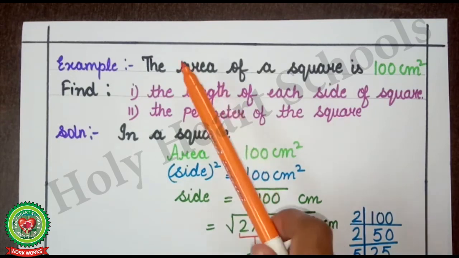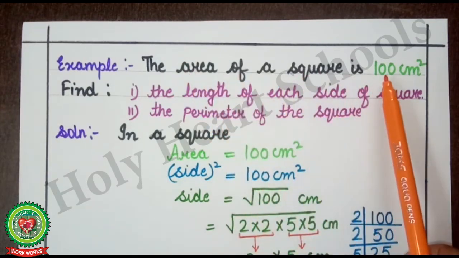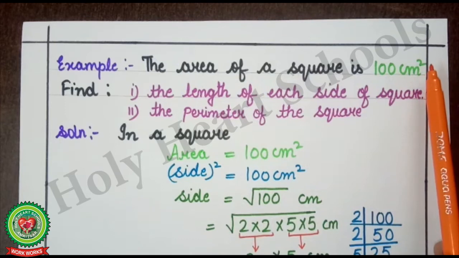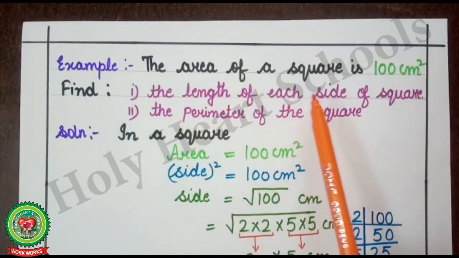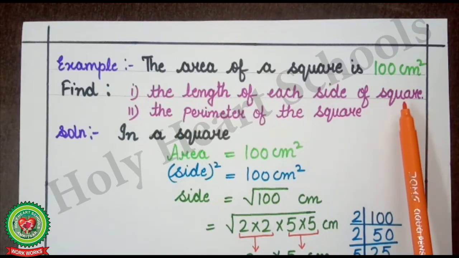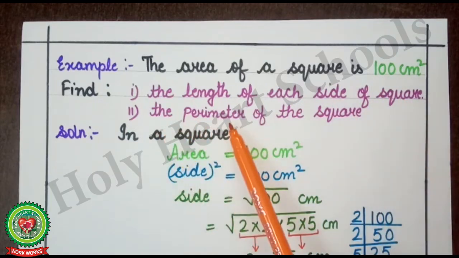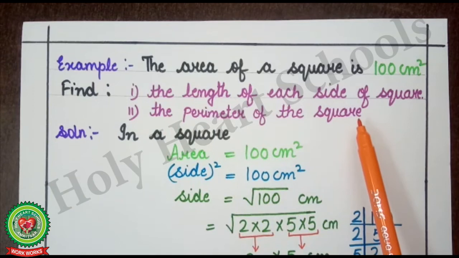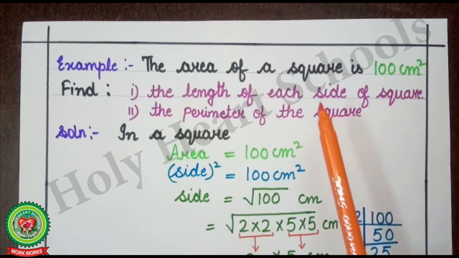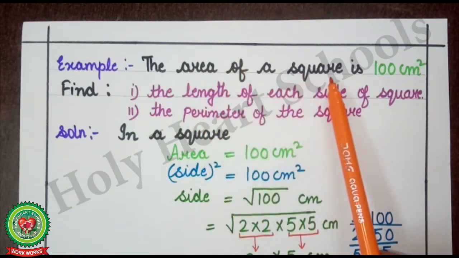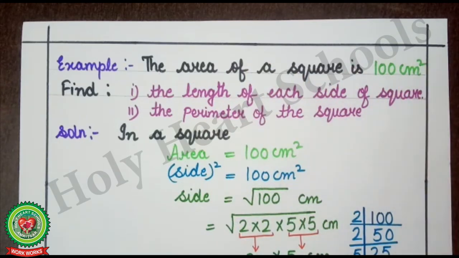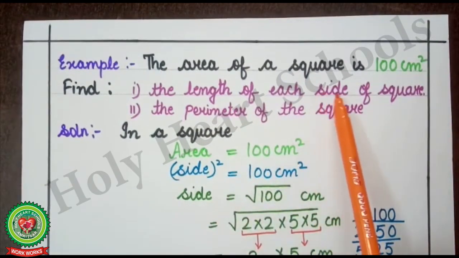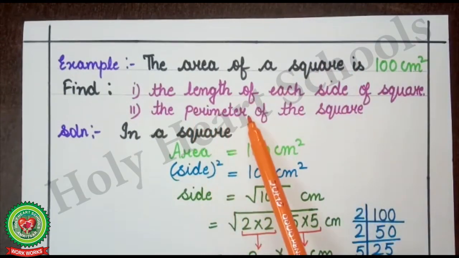Here the area of a square is 100 centimeter square. Find the length of each side of the square. Also find the perimeter of the square. Now what is given? Area of the square, that is 100 centimeter square. And what do we have to find? Side and perimeter of the square.